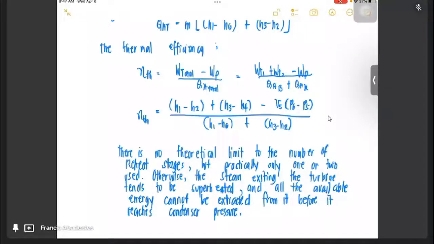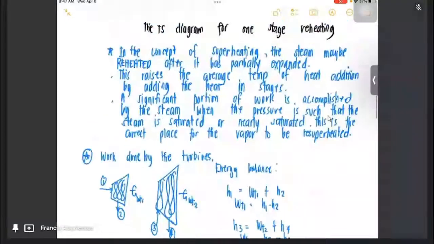So, there is no theoretical limit to the number of reheat stages, but practically 1 or 2 are used. Otherwise, the steam exiting the turbine tends to be superheated and all of the available energy cannot be extracted from it before it reaches condenser pressure. So, take note, this is the reheat Rankine cycle.